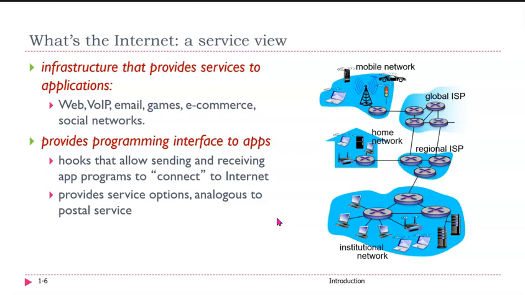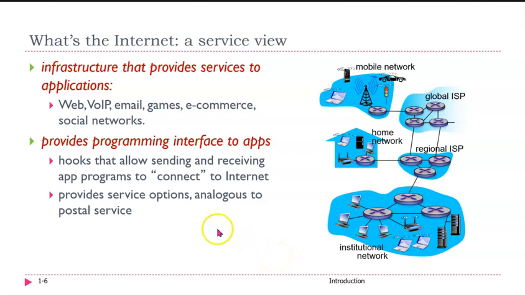The end systems, all our devices attached to the internet, provide an application programming interface to applications. This API specifies how a program running on one end system can ask the internet infrastructure to deliver data to a specific destination program running on another end system, for example.